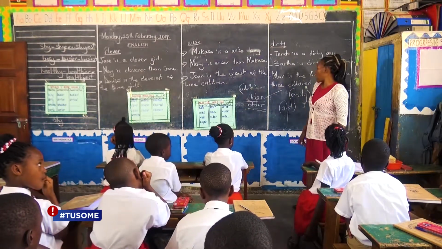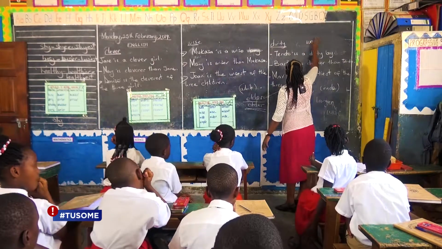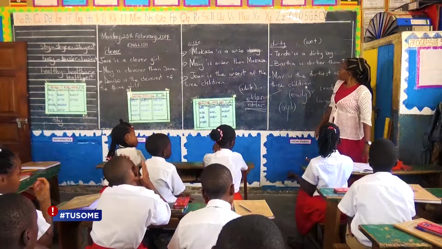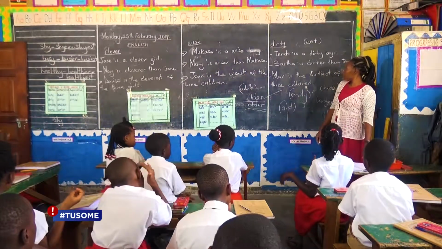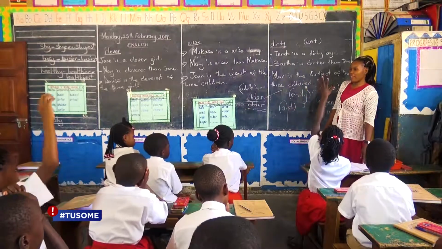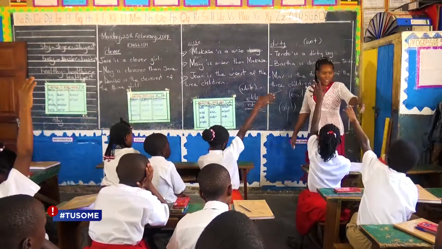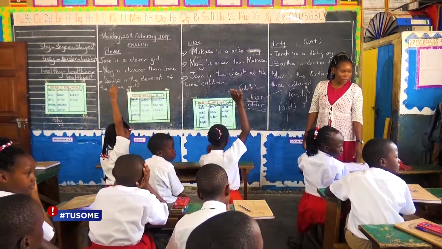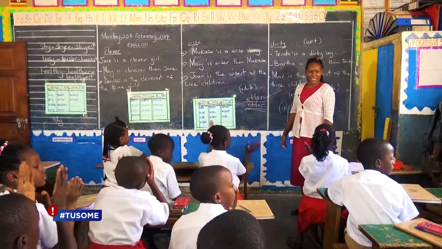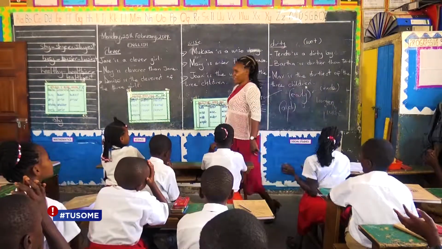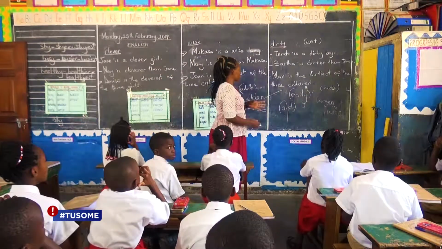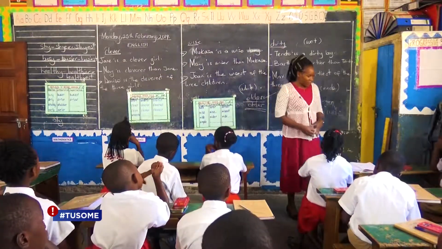I have the adjective wet. The sentence is: June is the dash month in the year. June is the wettest month. Very good. Clap for her. And which degree is that? Superlative degree. June is the wettest month in the year.